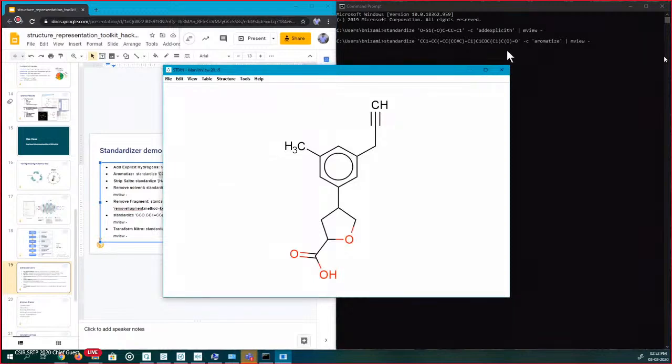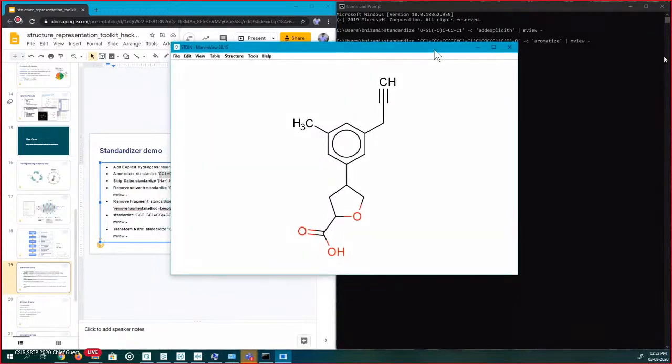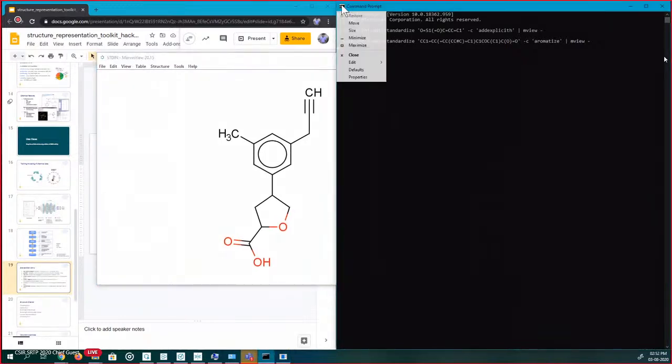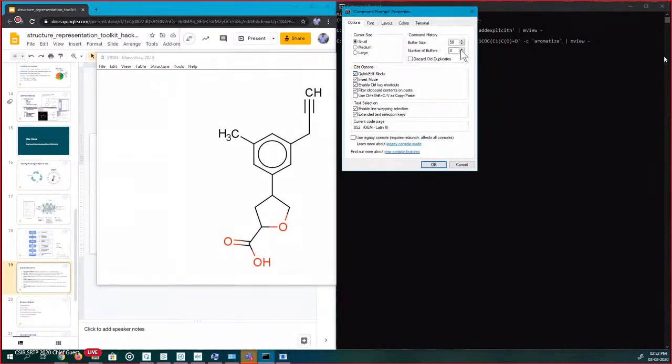Yes, Rojit here. Can you just increase the font size of the command prompt? Okay. Yeah, that will be better. Yeah, thank you. Sorry to interrupt.